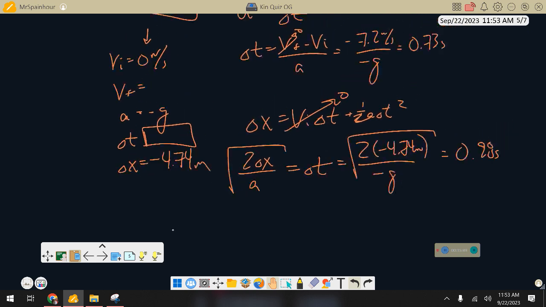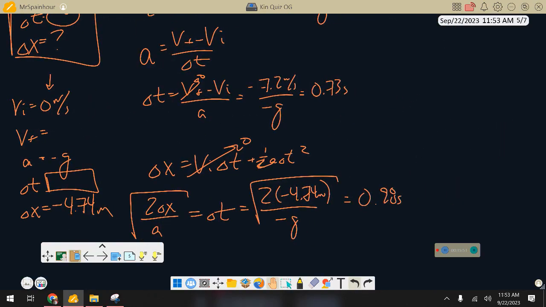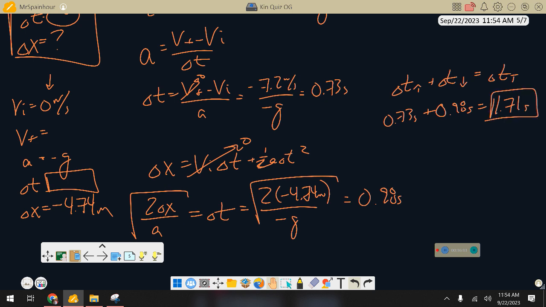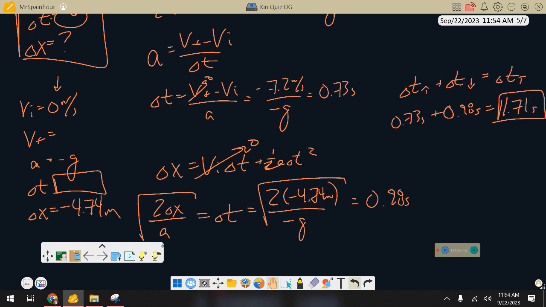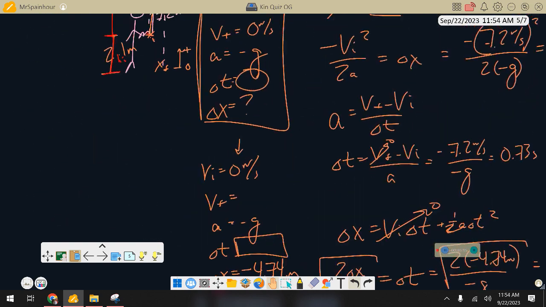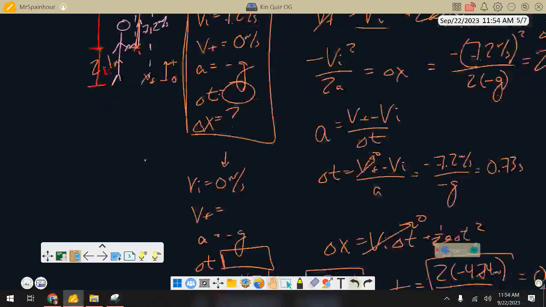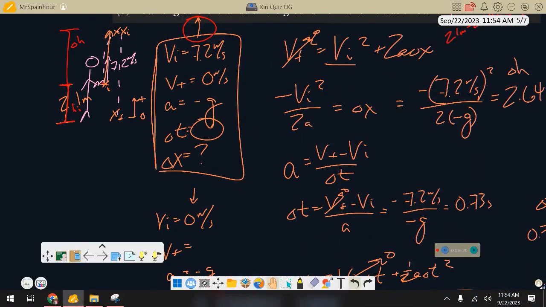If you want an equation for the very end, let's go over here. Let's say that the time up plus the time down is equal to time total. So 0.73 seconds plus 0.98 seconds ends up at 1.71 seconds, the answer to this problem. Now, the reason you can do it like this is because we split up the set of variables. You can also do the time. You definitely have to do the height this way, because there's no other way.